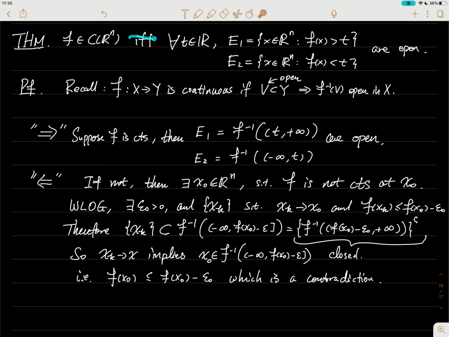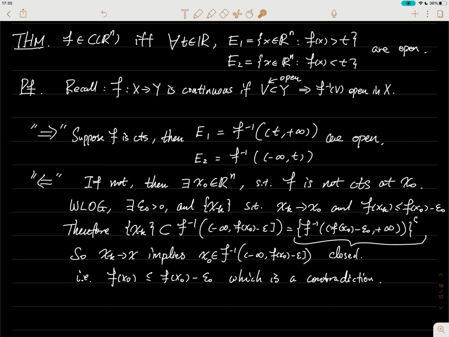Okay, so let's first show this direction. Suppose f is continuous, and then let's look at this interval, the interval from t to positive infinity. Apparently it is an open interval in R.